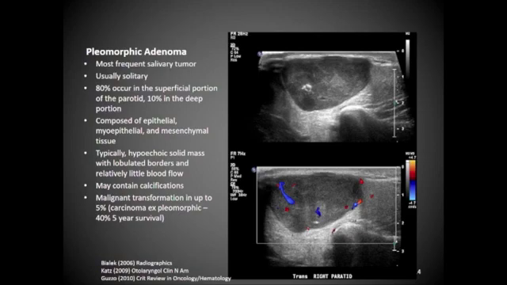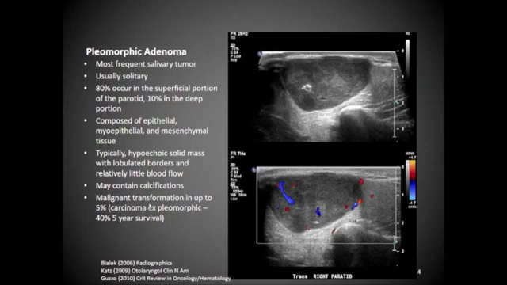The most common benign lesion, actually the most common lesion in general in the salivary glands, is the pleomorphic adenoma. It is usually solitary. 80% occur in superficial parotid, 10% in the deep parotid, and then the rest in the other salivary glands. It is composed of epithelial, myoepithelial, and mesenchymal tissue, thus the pleomorphic adenoma. Typically hypoechoic solid mass with lobulated borders, that's kind of classic, may have calcifications, occasionally some cystic change, often not that vascular.